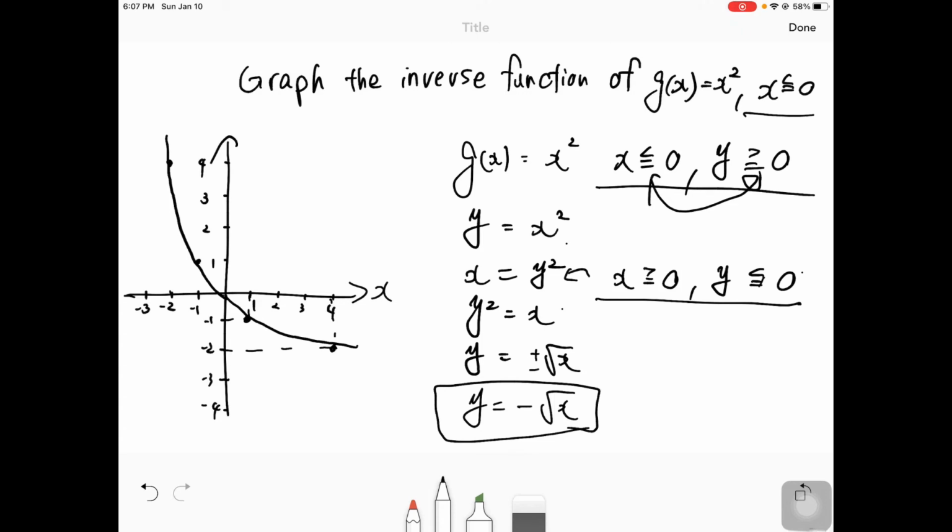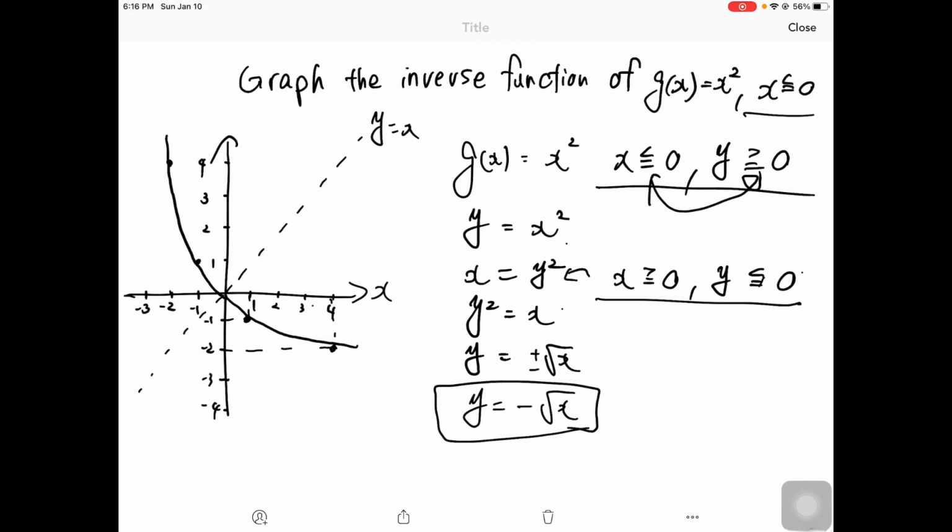The reason why is, for the graphs of two functions, if they are inverses of each other, the graph of f and f inverse are symmetric about the line y equal x. Do you know why this happened? Okay, let me explain about it. Let me give you an example.